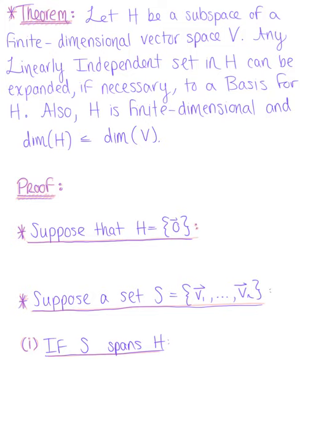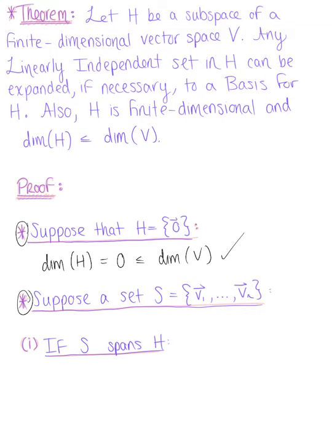So we want to start with two different cases. Let's begin by supposing that the subspace H here is the zero vector space. We can say, well, we know that the dimension of the zero vector space is 0, which is going to be less than or equal to the dimension of the vector space V. So now let's think about a more arbitrary case here.